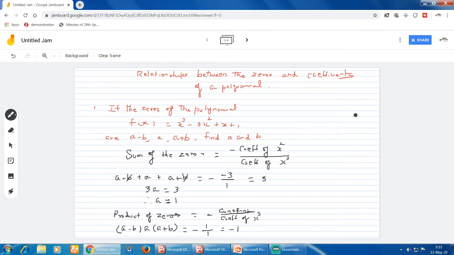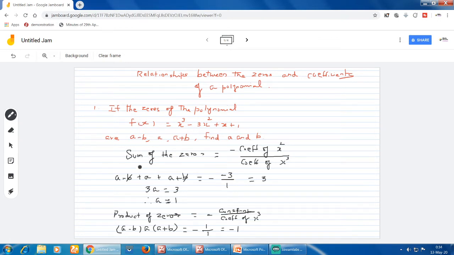The first one: the zeros of the polynomial are given. That means f of x equals x cube minus 3x square plus x plus 1, with zeros a minus b, a, a plus b. So find a and b. They are asking this: you have to find the zeros of the polynomial, and from that you have to find a and b.